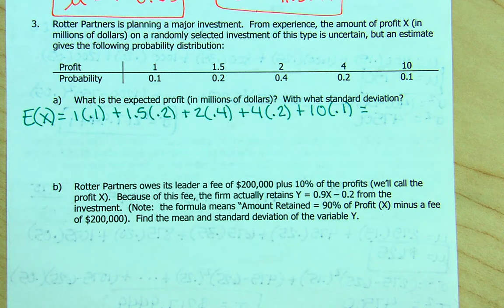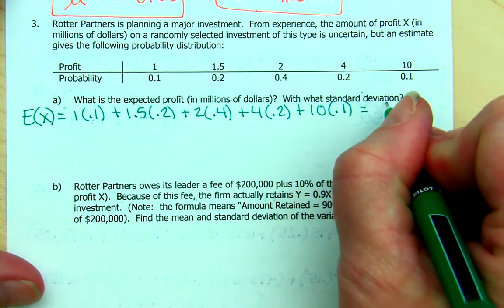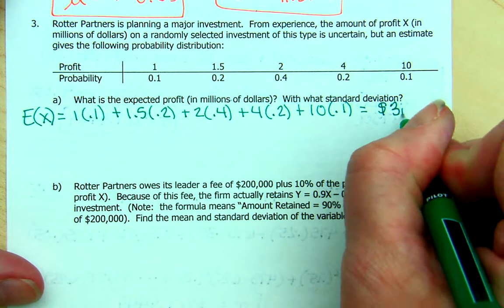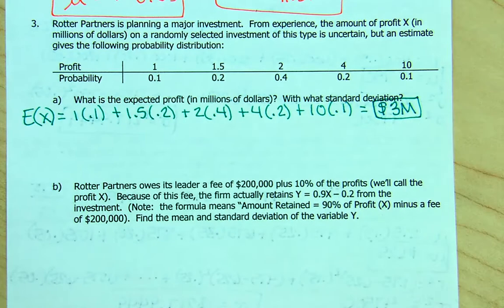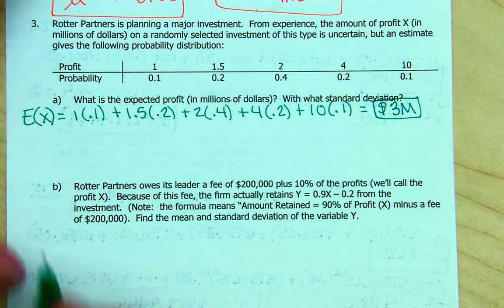Everyone's going to make profit. And there's no negatives, so you didn't lose money on anything, so that's nice. So $3 million is the average profit. Pretty nice.